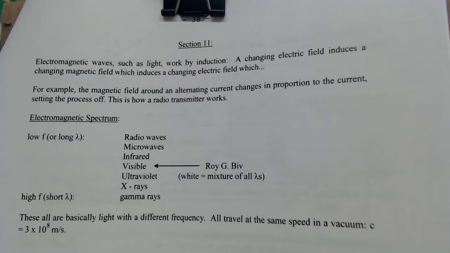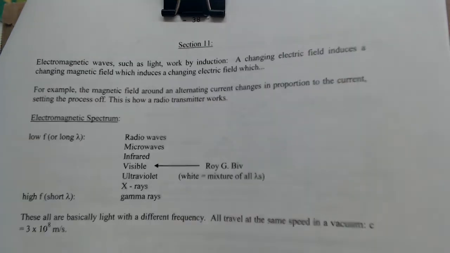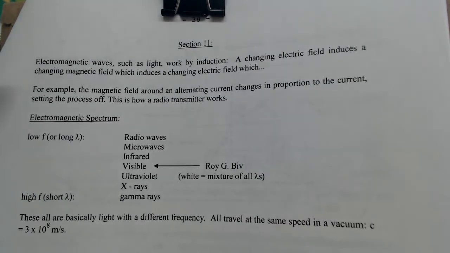That changing magnetic field will induce a changing electric field, which will induce a changing magnetic field, which will induce a changing electric field, and the process can just sort of leapfrog across space, and that's what an electromagnetic wave is. Whether you're talking about X-rays or visible light or radio waves, they're all basically the same thing, just operating at different frequencies. So that pretty much takes care of the first two sentences there.